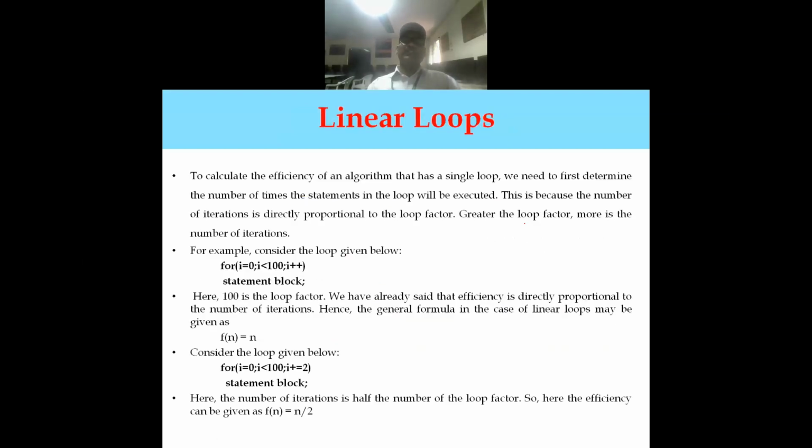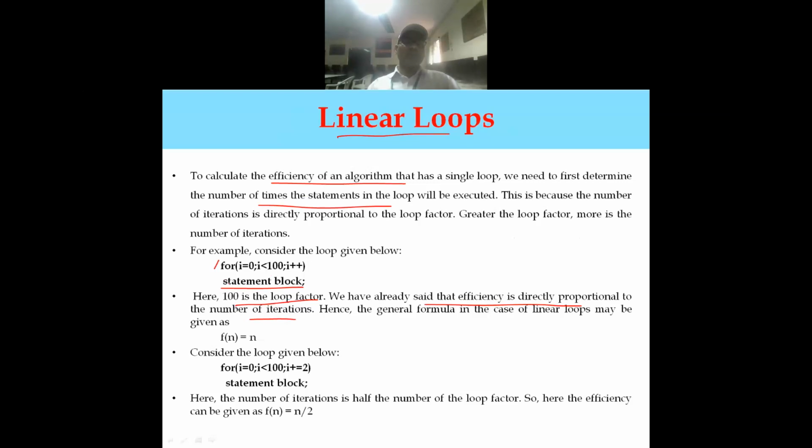We have different types of loops here. The first case is linear loops. To calculate the efficiency of an algorithm that has a single loop, we first need to determine how many times the statements within the loop will be executed. For example, consider this loop: for i equal to 0, i less than 100, i plus plus, and then here we have a statement block. Here 100 is the loop factor. We already said that the efficiency is directly proportional to the number of iterations the loop is going to be executed.